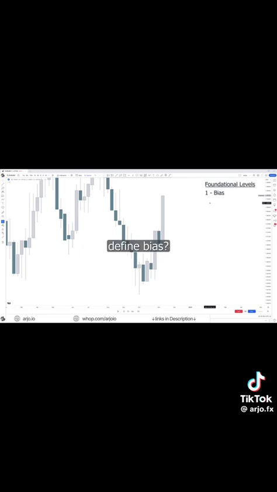How can we define bias? If we define bias, it is simply the direction. The direction leads to the draw on liquidity. What is a draw on liquidity? A draw on liquidity is the closest PD array that we are reaching for. So what does that look like?